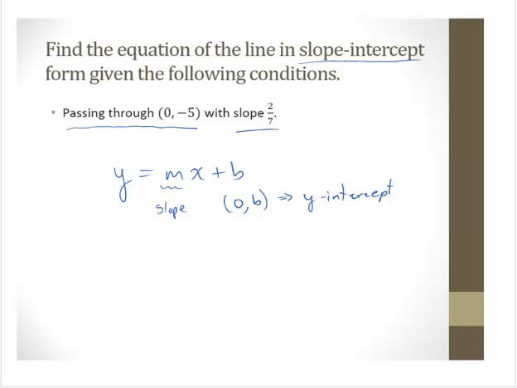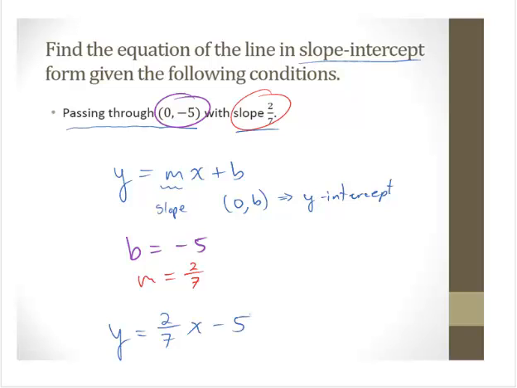So now look at the information we have been given. 0, negative 5. So that tells me that my b value is negative 5. Slope 2/7. m equals 2/7. So then y equals 2/7 x minus 5. So this was easy. We were given the information we needed for the slope-intercept form.